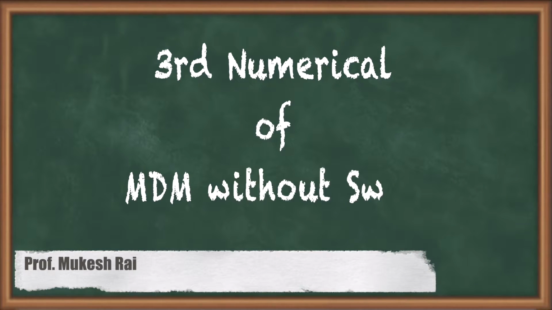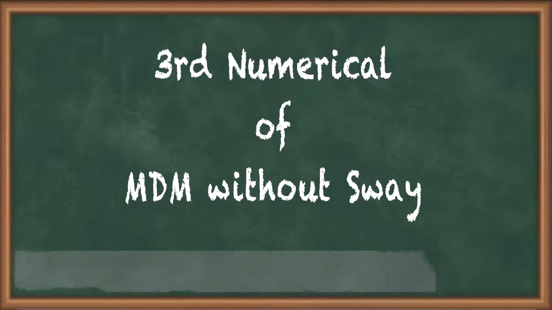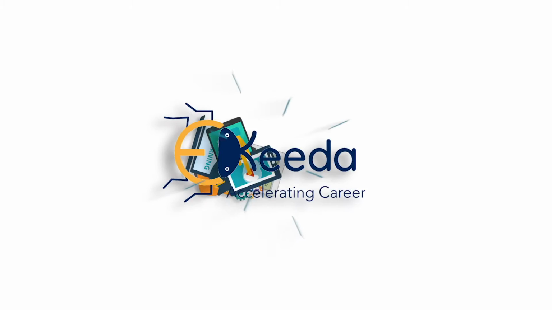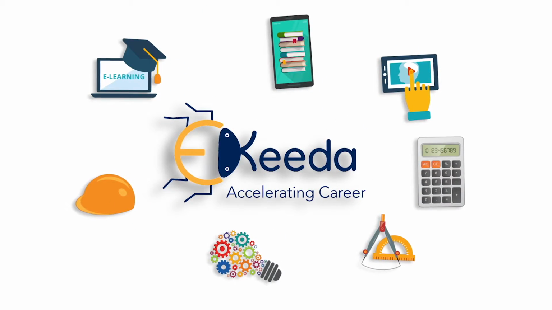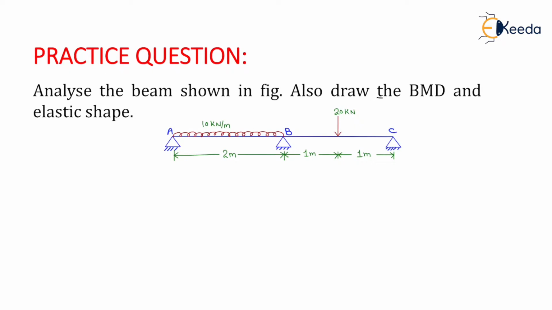Hello students, today we are going to solve the third numerical of the moment distribution method without sway. The question is: analyze the beam shown in the figure, and also draw the bending moment diagram and the elastic shape or the deflected shape. Now for analyzing this beam, first of all we need to understand this beam ABC.